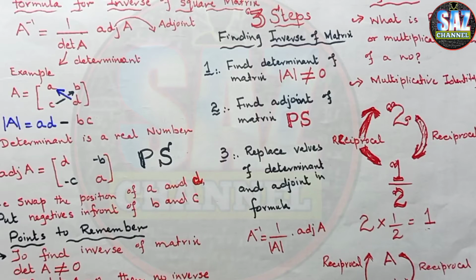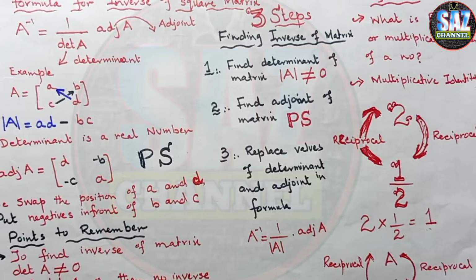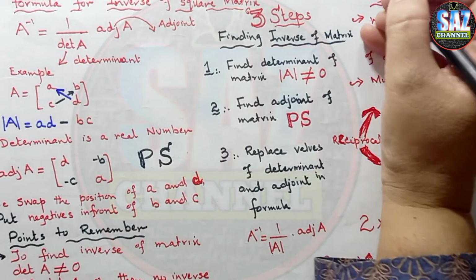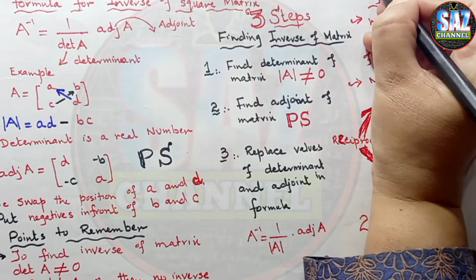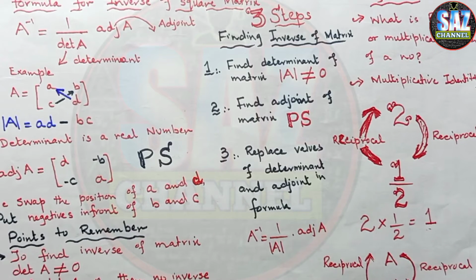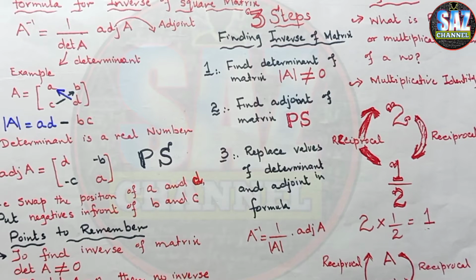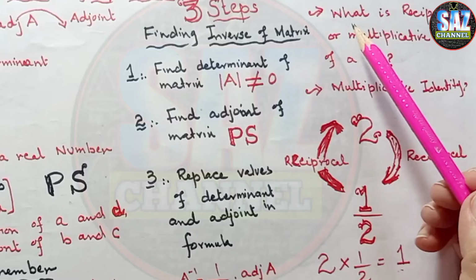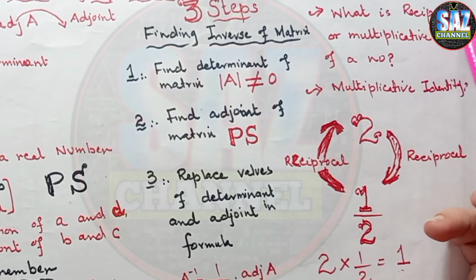This is my first lesson of D4, chapter number 5, exercise 5D, that is about the inverse of the square matrix. What is the inverse of a matrix, what are the components of the inverse of a matrix, and how to find the inverse? Before going to this lesson, there are some key terms that we have to understand, and I will be beginning with the term reciprocal.